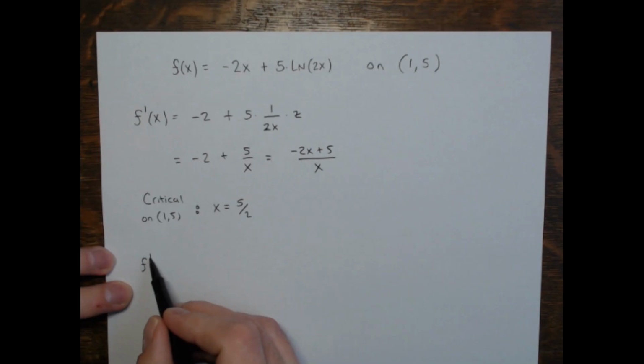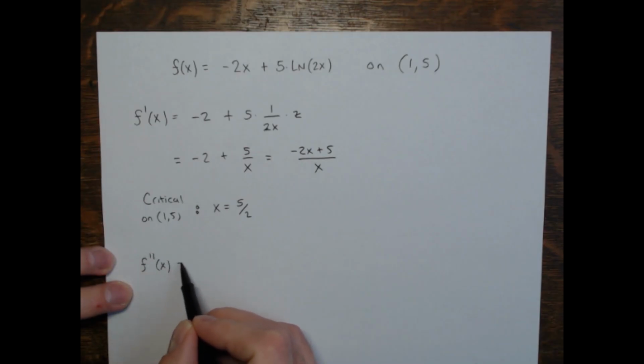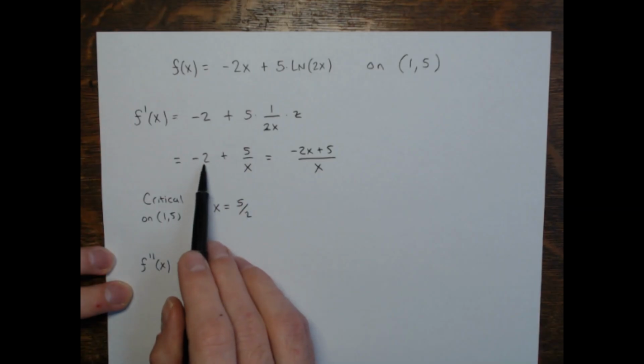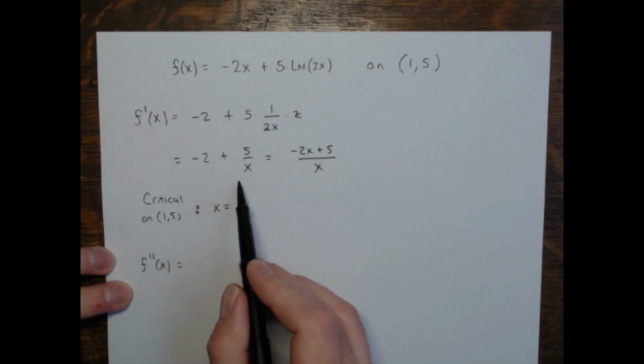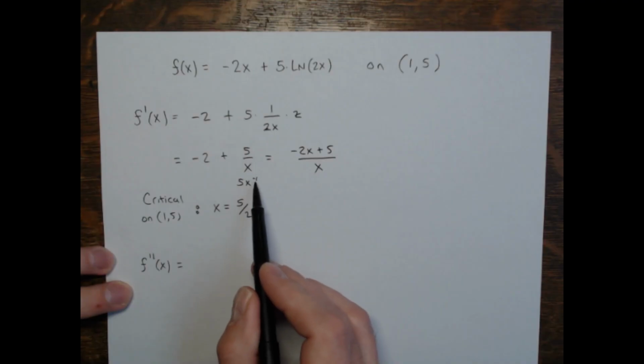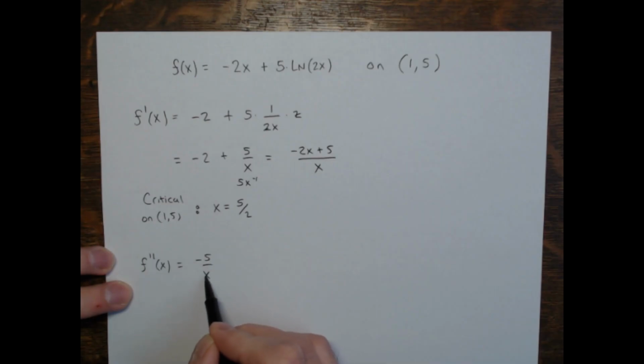And then I plug it into the second derivative, right? So the second derivative, I'm just going to look at it this way, would be 0, and then remember this is 5 times x to the -1. So that'd be -5 times x to the -2. So it'd be -5 over x squared.